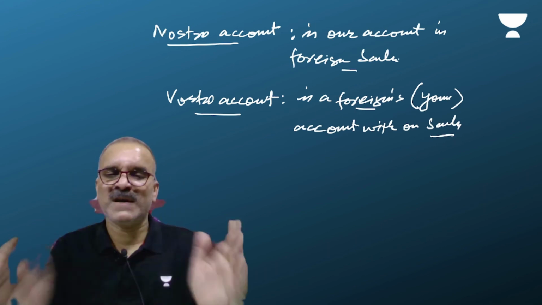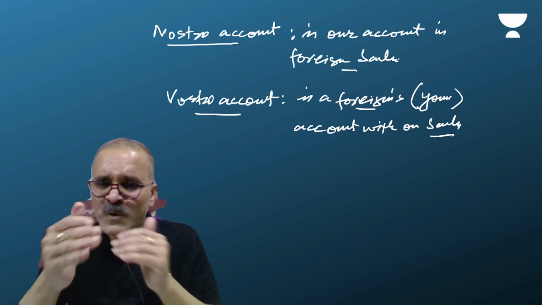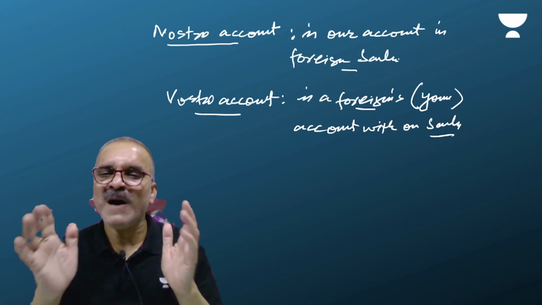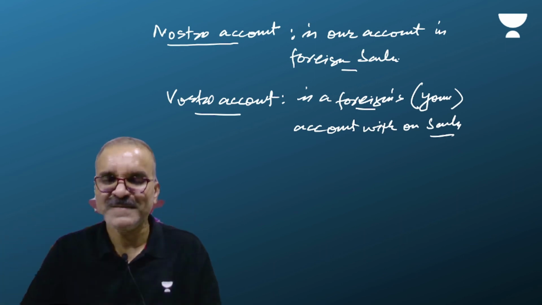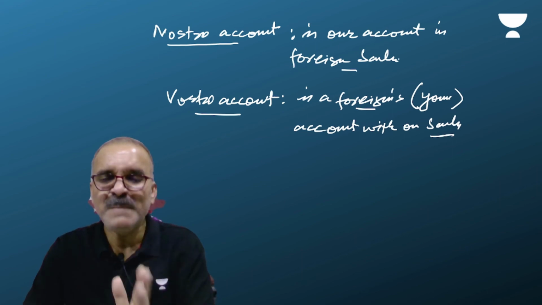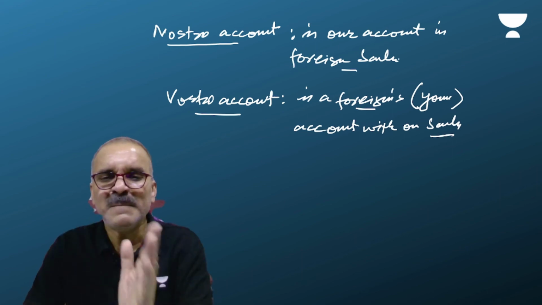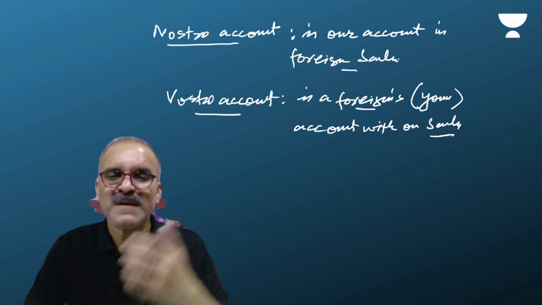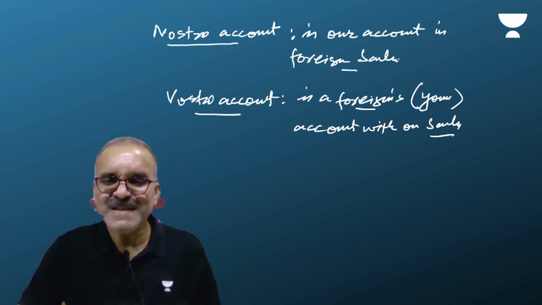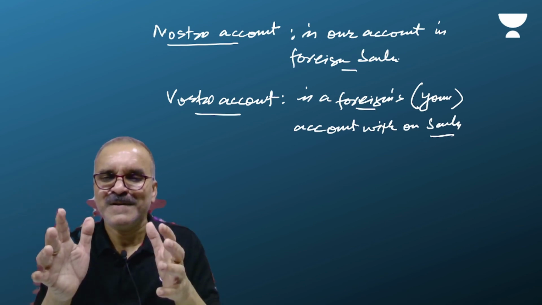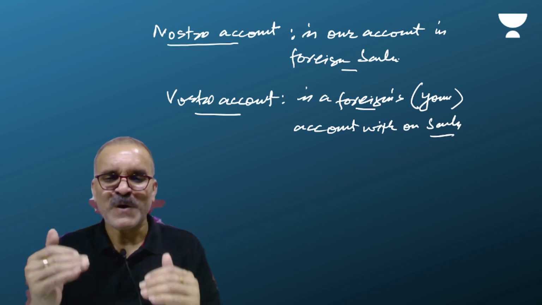Through these two accounts, exports and imports can be performed without using the American dollar. Why? Because if India has to make a bill payment to Russia, India will make payments in rupee and Russia will make payments in ruble. So this is using domestic currency to either export or import.